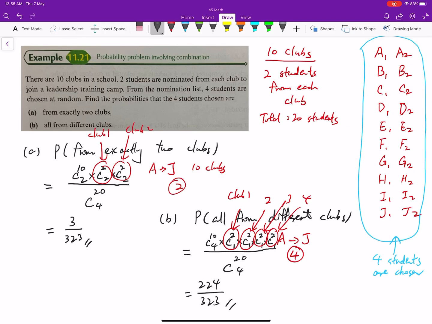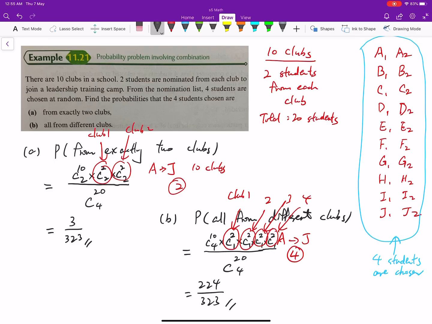You will find that the number is quite big, at least more than 50%. So it is quite easy to get 4 students from different clubs because there are 10 clubs and you just have 4 students, right? This kind of thinking skill is quite important in this kind of question. You should also try to imagine whether it is reasonable to have such a probability, that means whether the number is too big or too small.